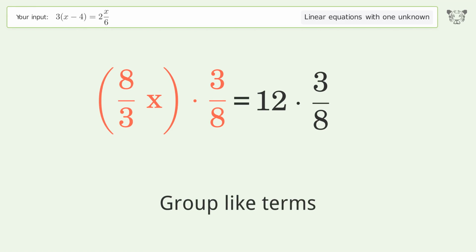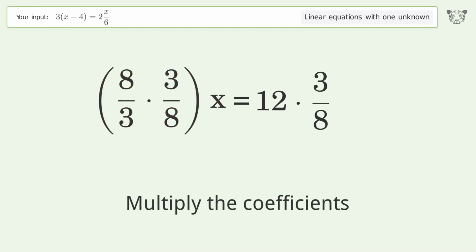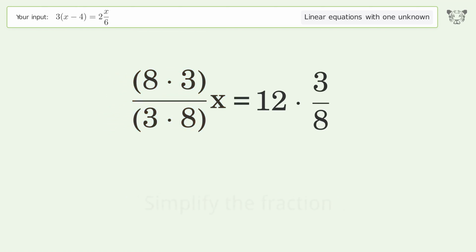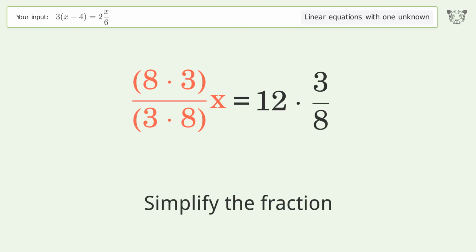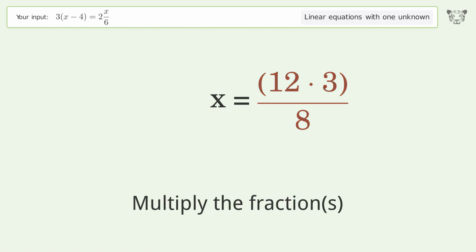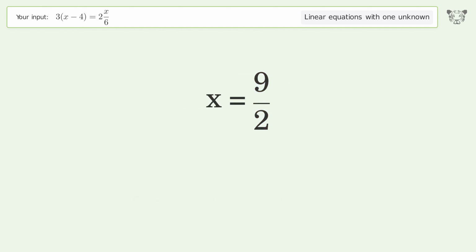Group like terms. Multiply the coefficients. Simplify the fraction. Multiply the fractions. Simplify the arithmetic. And so the final result is x equals 9/2.